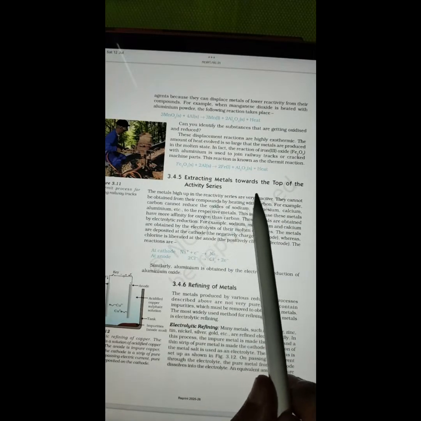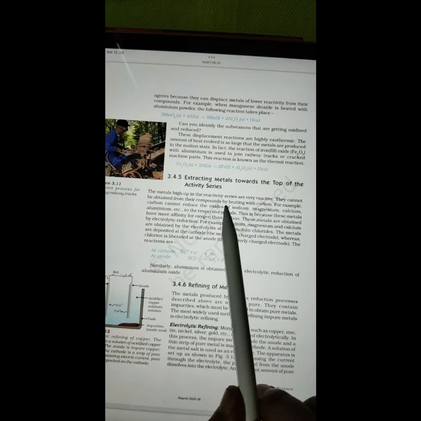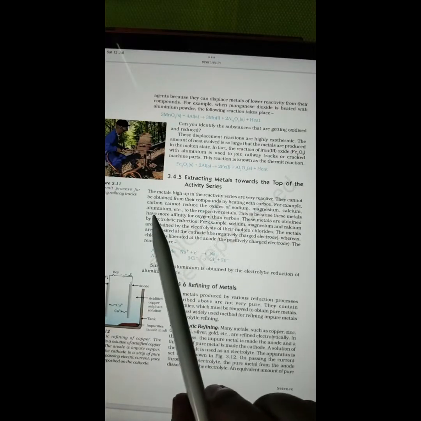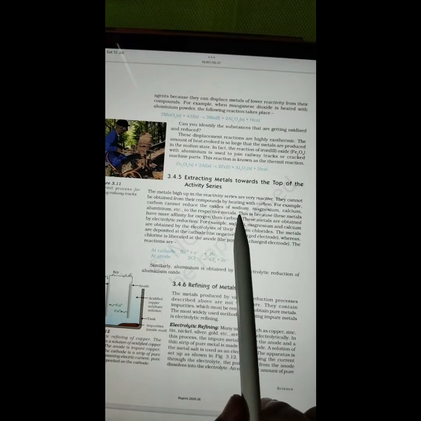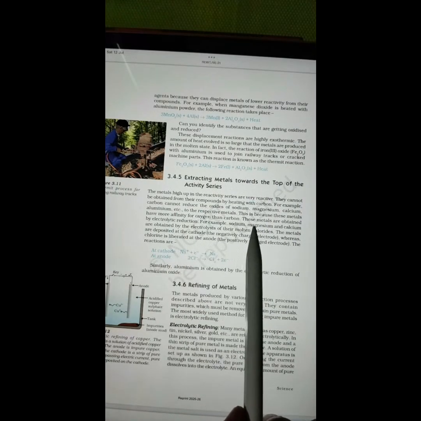3.4.5 Extracting metals towards the top of the activity series. The metals high up in the reactivity series are very reactive. They cannot be obtained from their compounds by heating with carbon. For example, carbon cannot reduce the oxides of sodium, magnesium, calcium, aluminium, etc., to the respective metals. This is because these metals have more affinity for oxygen than carbon. These metals are obtained by electrolytic reduction.